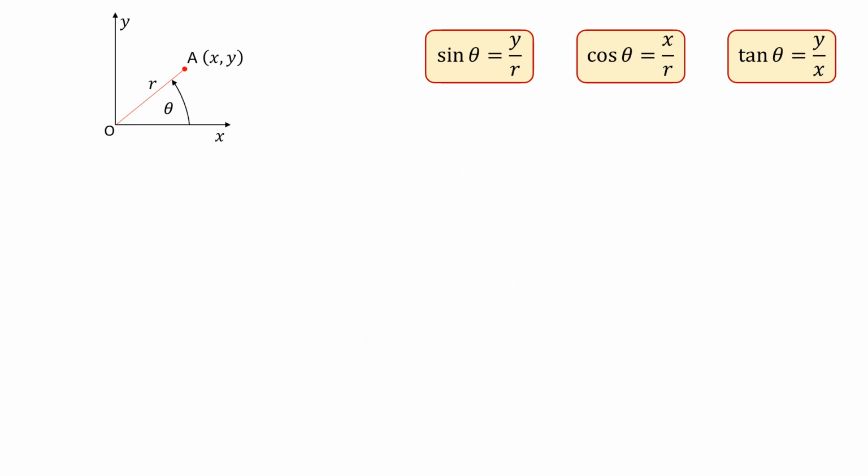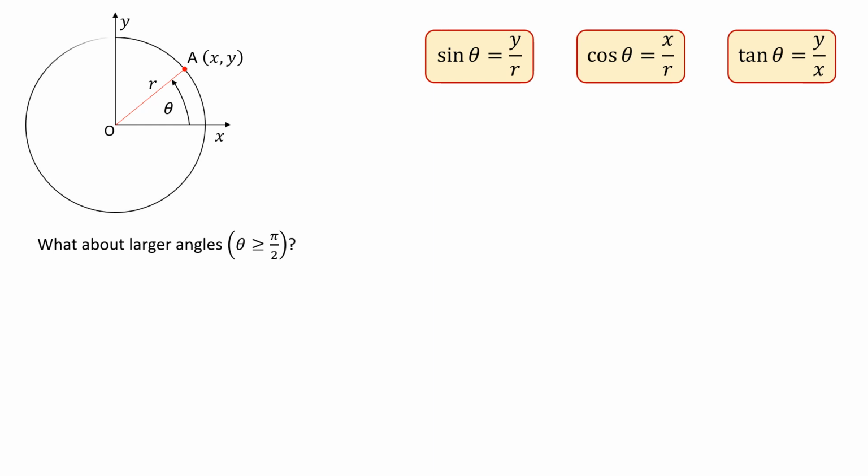Okay, so what does happen when we have larger angles? To help us visualize this, I construct a circle centered on the origin going through the point A. Further, to make things simple, we set the distance of A from the origin to be 1, so that our circle has a radius of 1. Well, in this case, the definitions we have for sine and cosine reduce to the sine of theta being equal to the y-coordinate of the point A, and the cosine of theta being equal to the x-coordinate of A. Let's look at the sine function first.